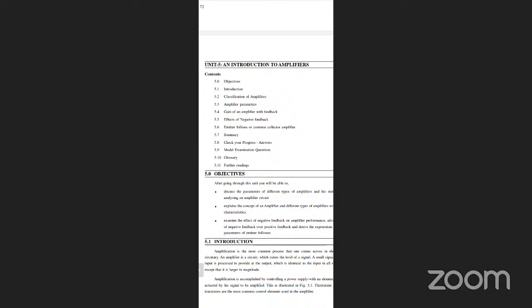How the transistor is utilized and works as an amplifier here, that is to be discussed in the coming class. We will be concluding in the coming class here.